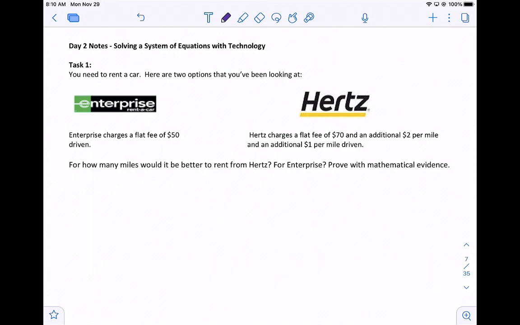Solving a system of equations with technology. Task 1: you need to rent a car, and there's two options you've been looking at.